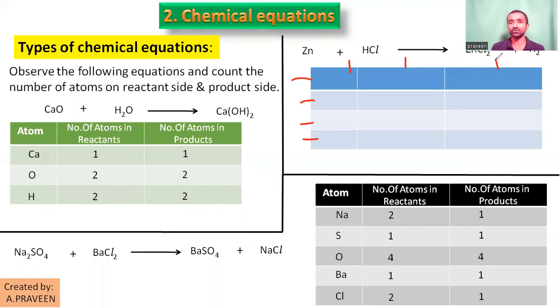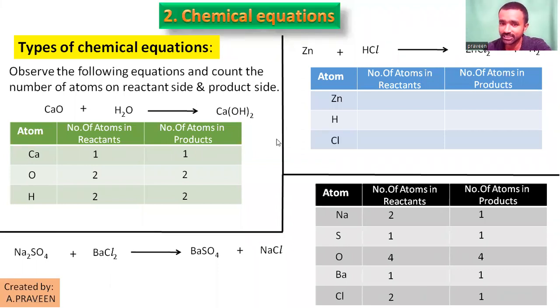Look at the counting of those individual atoms. 1, 2, and 3. Only 3 are available. So that we can take as the table here. So very easy to write down. The next here, write the titles in the first row. Atom, number of atoms in reactants, and number of atoms in products. Individually atom names, Zn, H, and Cl.